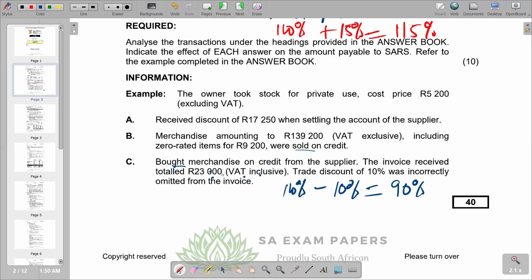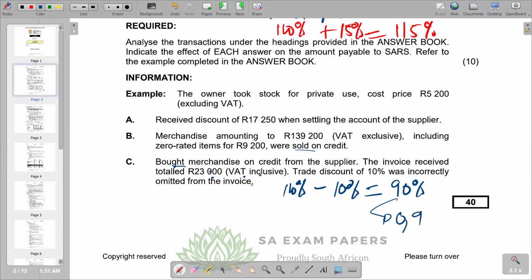And then we first remove the trade discount, and then we calculate the VAT amount. So basically, we are saying 23,000 times 90%, which is 0.9 as a decimal. 90% as a decimal is 0.9. So we multiply it by 23,000. Then the answer that we get now, we make the representation of the proportions that we have.